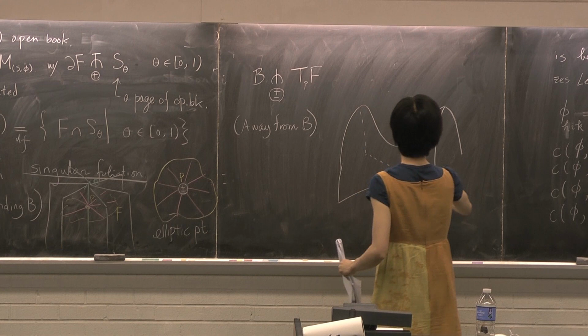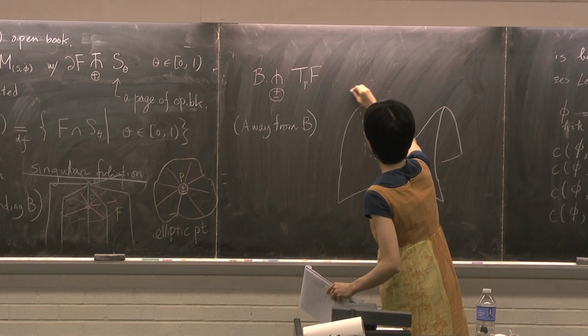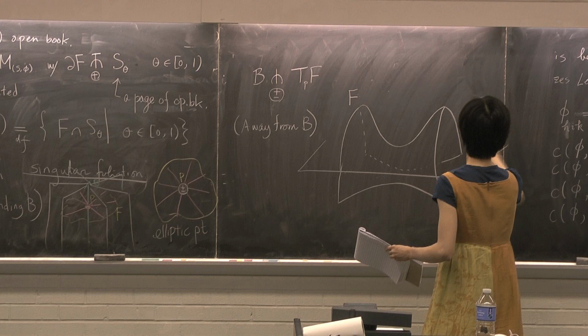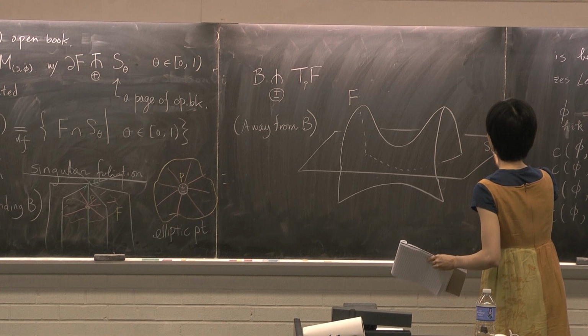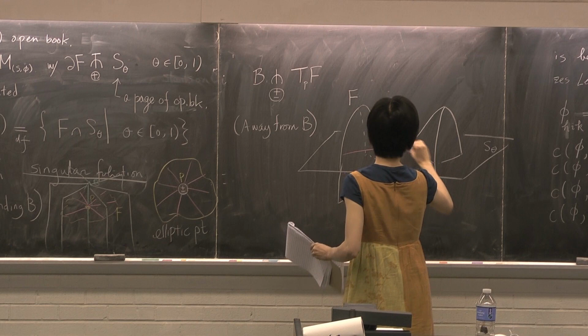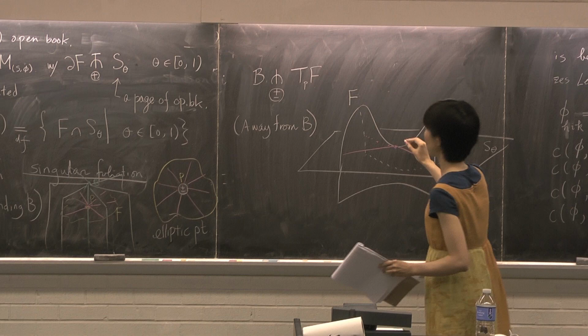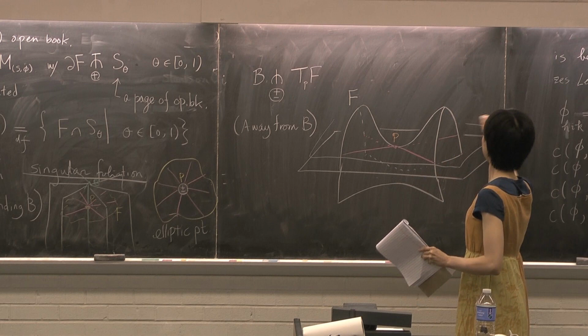Here's a part of my surface F, and pages intersect with the surface this way. So this is S theta. Then the intersection, you can see we have a singularity here, E. And of course, more pages are here, S theta prime and S theta double prime.